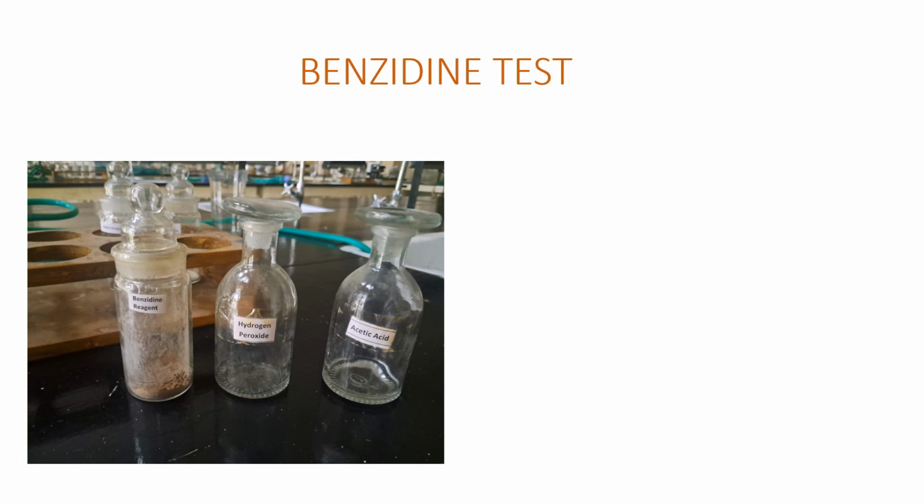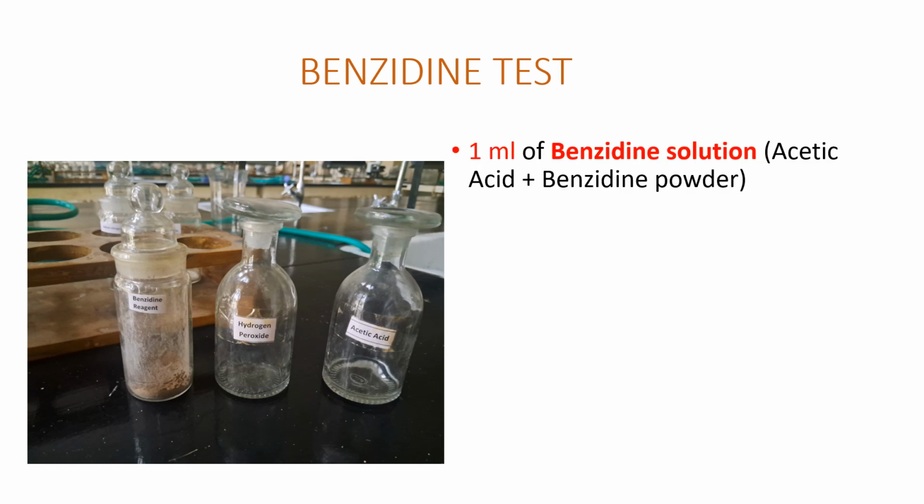In the benzidine test, you need three things. One is the benzidine reagent. So what we do is we take 1 ml of acetic acid and add some benzidine powder to it. So that makes the benzidine solution. And then you add 1 ml of H2O2.